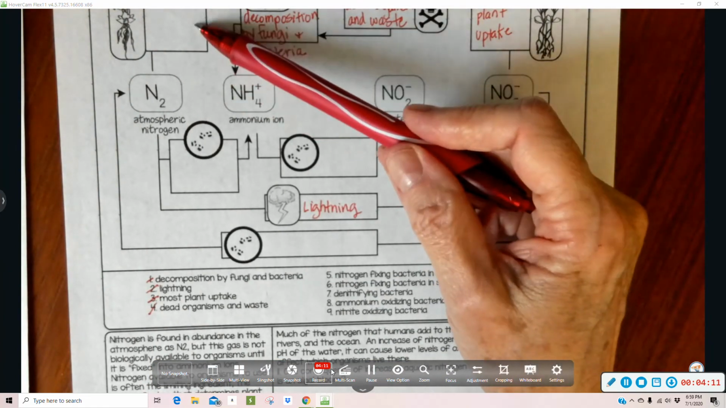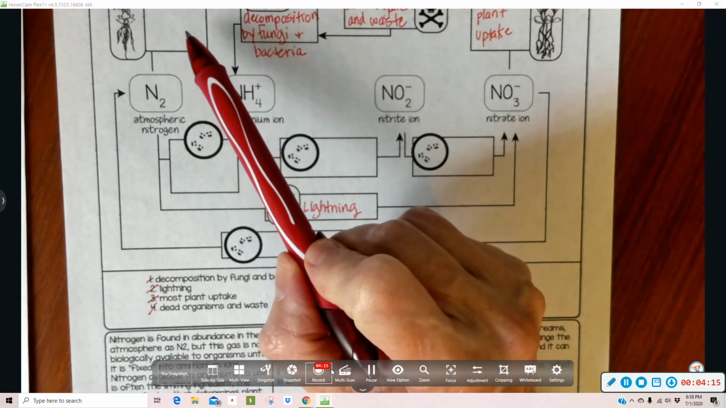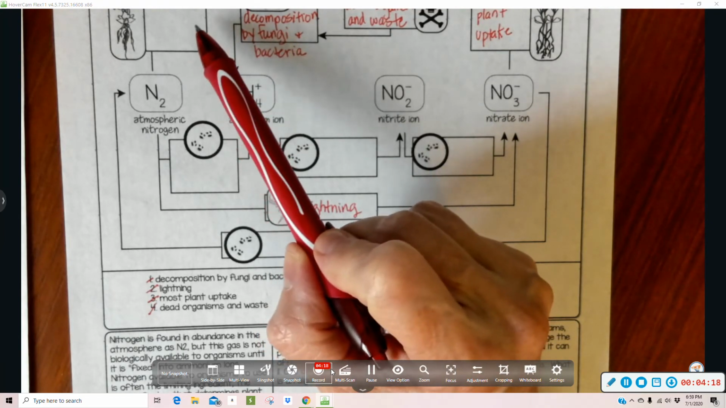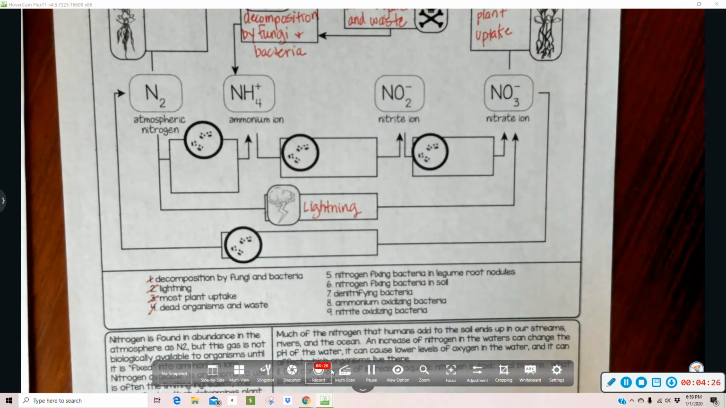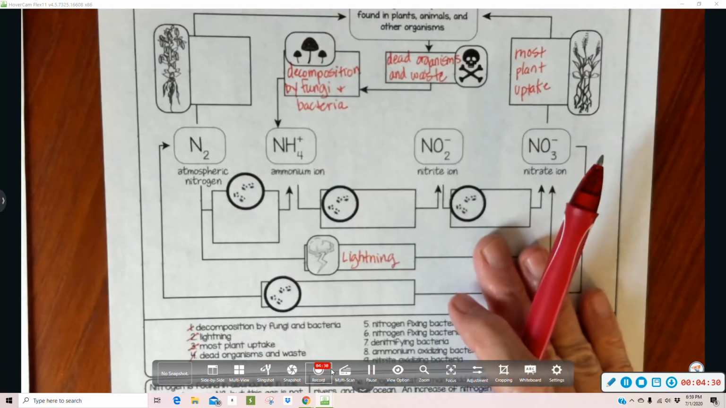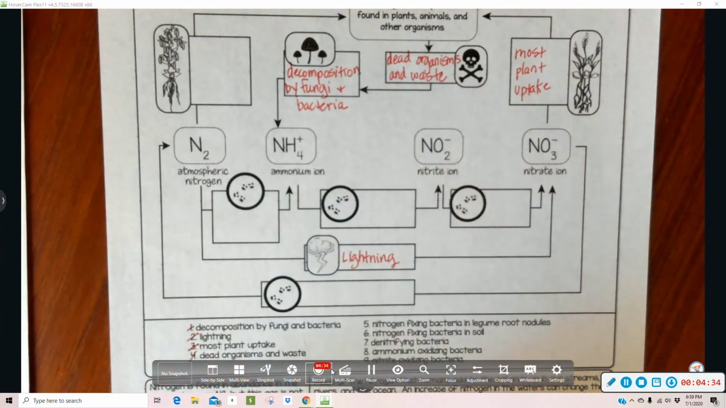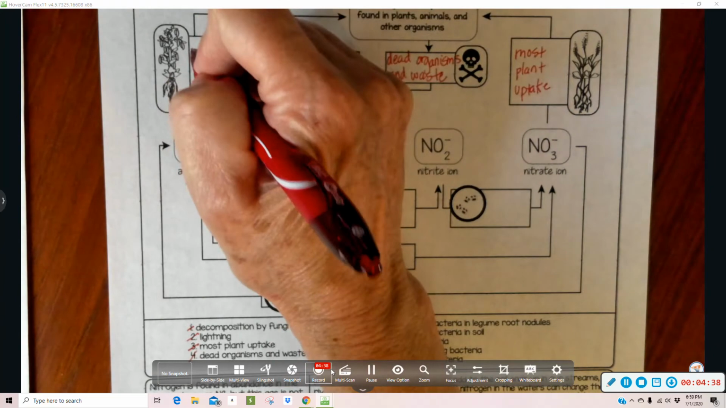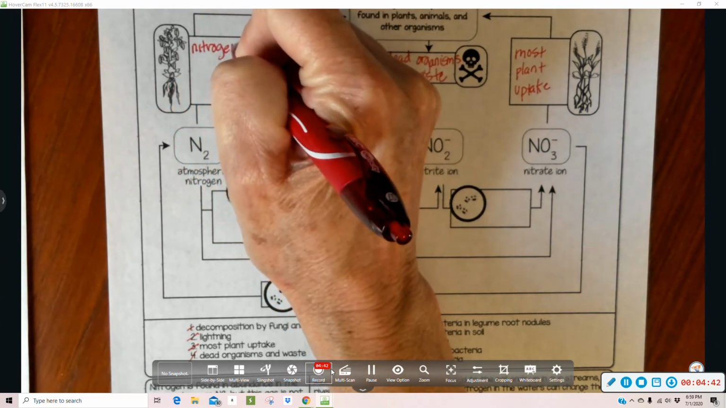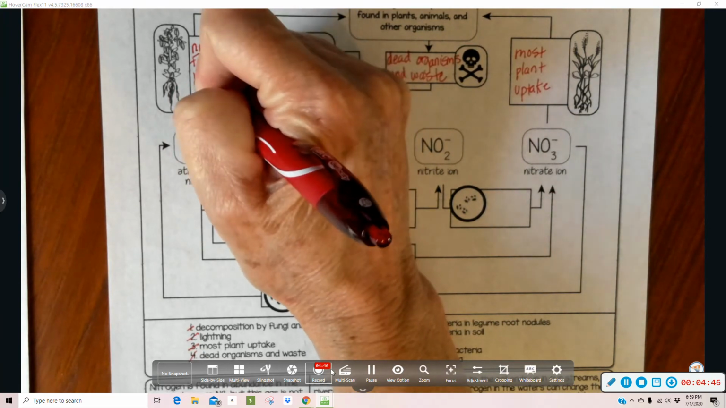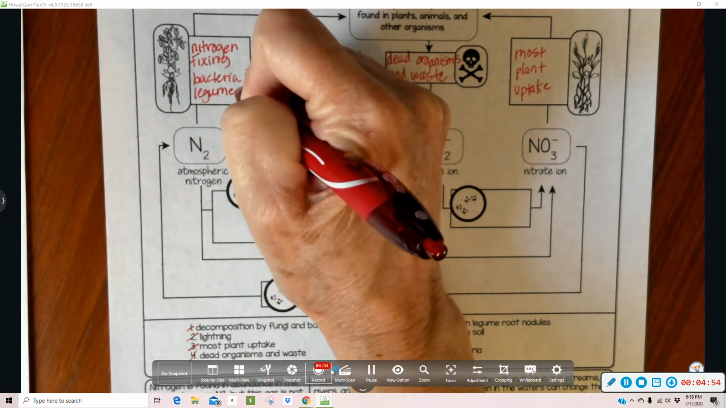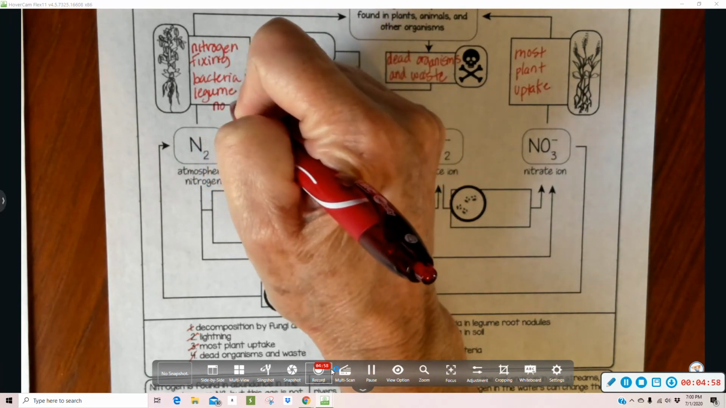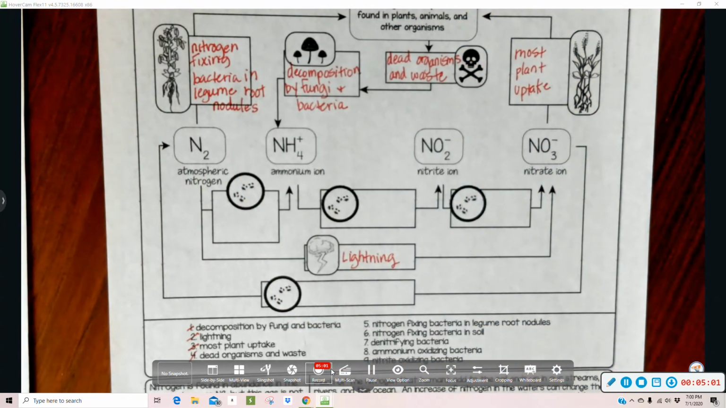If we go over here, we know that the legume roots have nodules that have nitrogen fixing bacteria. That would take up the nitrogen and fixate it. So what fits here best is nitrogen fixing bacteria in legume root nodules. And if you're curious, look up what the word legume is, and you'll know which plants do that.